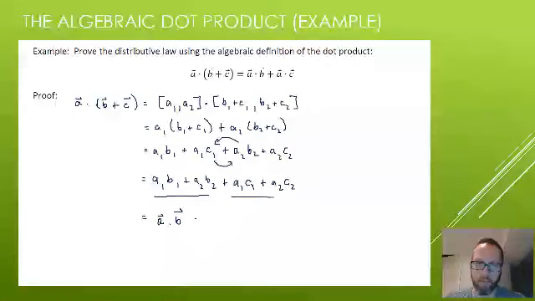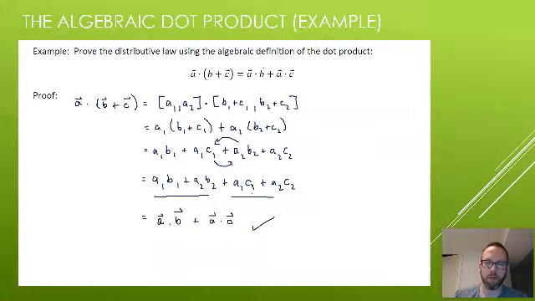And the final part is the very definition of A dotted with C. We've proven it, it looks like an O, my apologies, but we've proven the distributive law using this algebraic formula. So pretty cool as well.